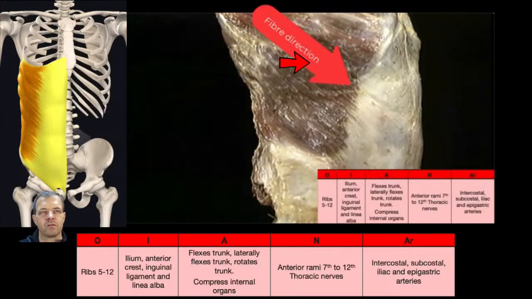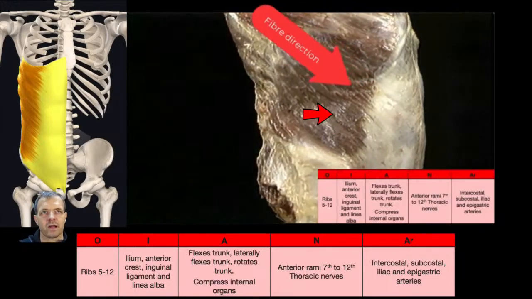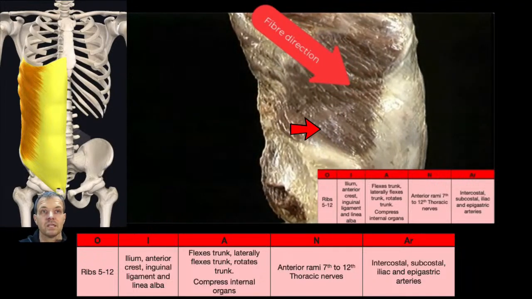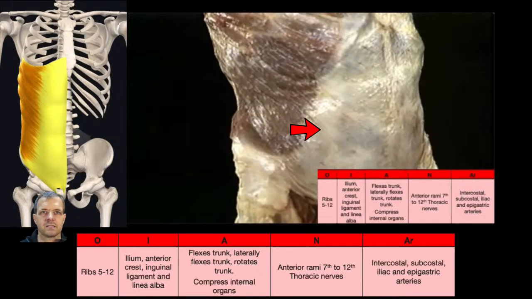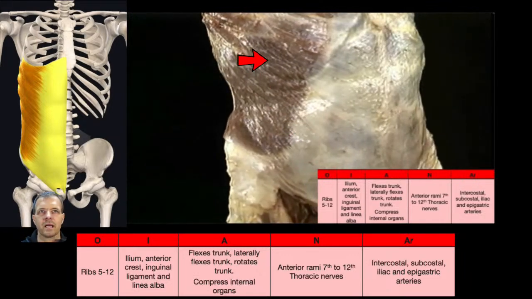You can see that the fiber direction is in a downward direction this time rather than fanning out. So underneath here, if I just pause that there. So if you think about those layers we've just seen, underneath these external obliques, you've then got the internal oblique. And then underneath that, you've then got the transverse abdominis. So we've got these 3 layers that are around this area, okay, all through here.